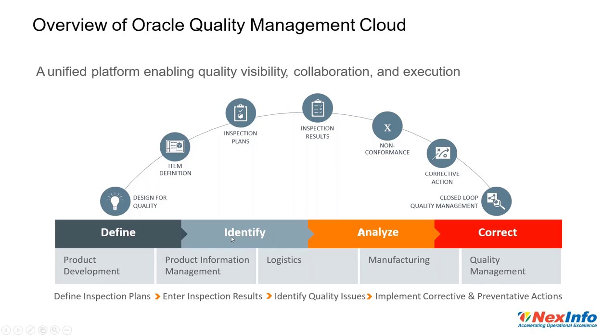The identification piece comes in when you do the actual inspection of the material. It can be inline or work in process inspection results. And then the next thing is to analyze those quality issues. So you identify non-conformance and then take corrective action. And on the correct piece, it's a closed loop quality management where you implement those corrective actions and pass them along to other teams.